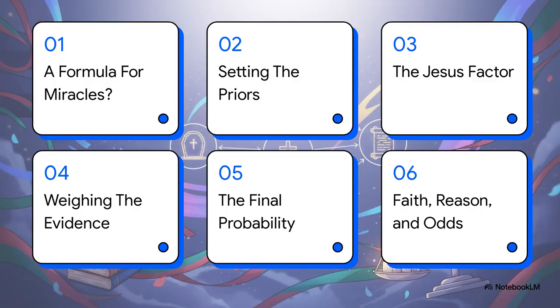All right, so here's the game plan. We're going to start by setting our initial odds, the priors as they're called. Then we'll bring in the life of Jesus as our first big piece of evidence. After that, we'll weigh the specific historical evidence for the resurrection itself. And finally, we'll put it all together to get our final probability and talk about what it all means.